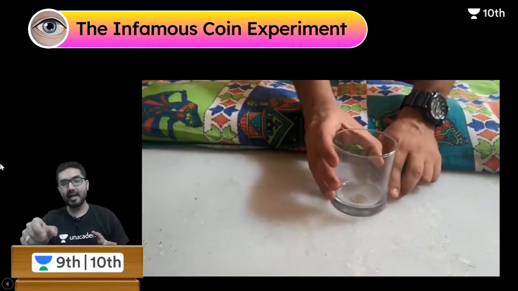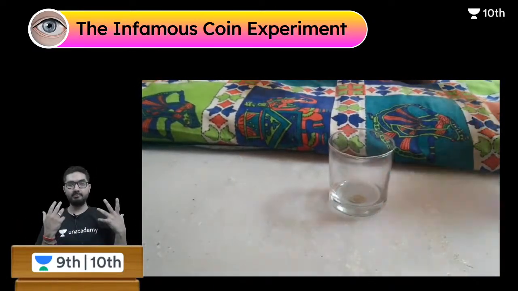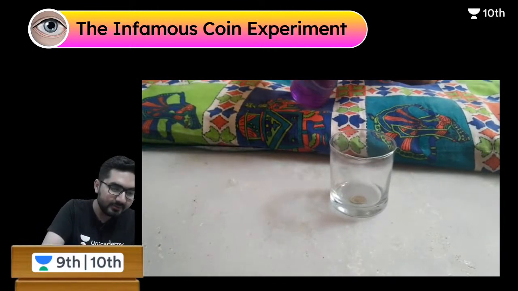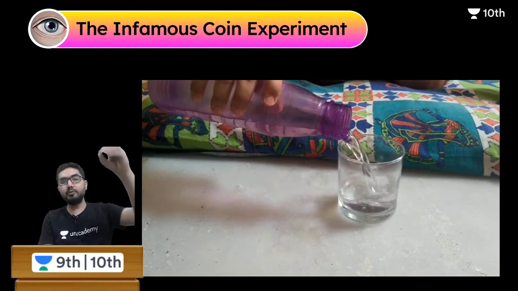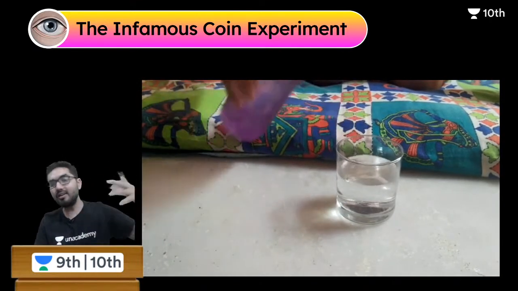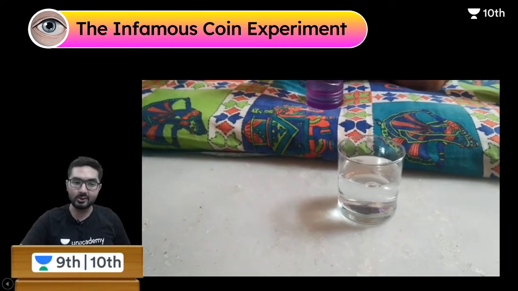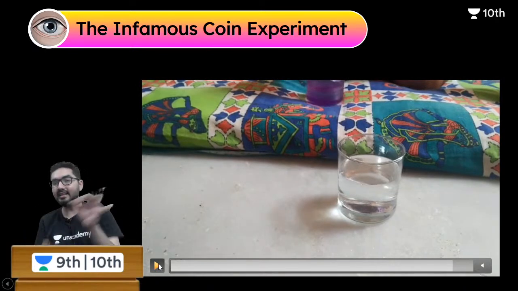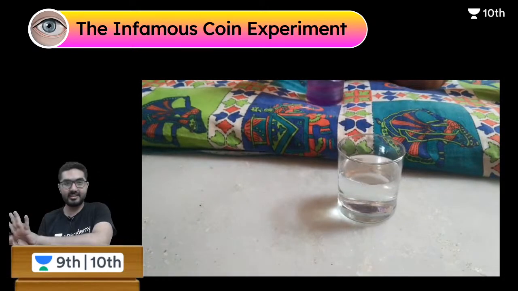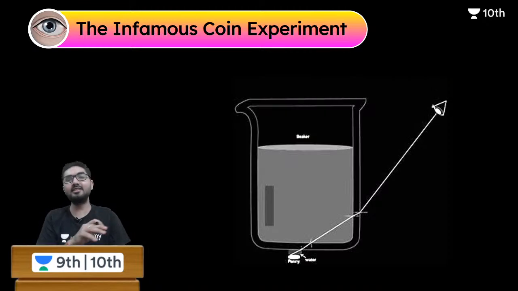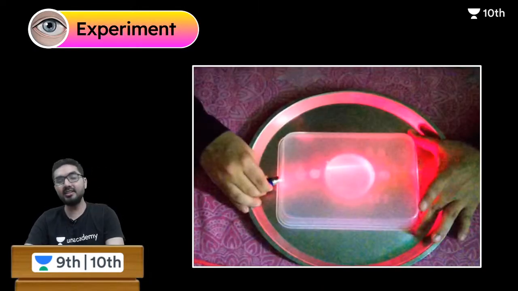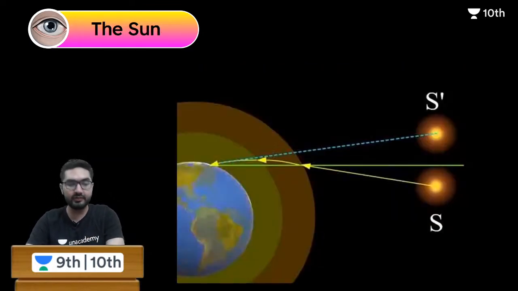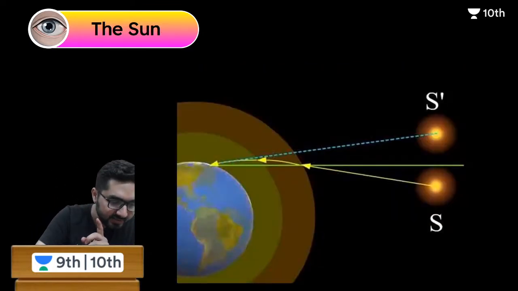So I take a coin, and right now the coin is visible to me. Is that correct? Yes, right? So the coin is visible to you. It's as simple as that. If I put some water into the system, the coin completely disappears. Actually the coin is still there, but there is a game of refraction. So similarly here also there's a game of refraction happening, but the refraction here is because of the atmosphere.